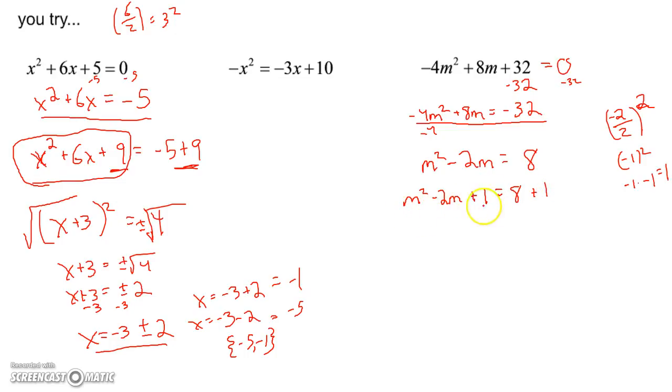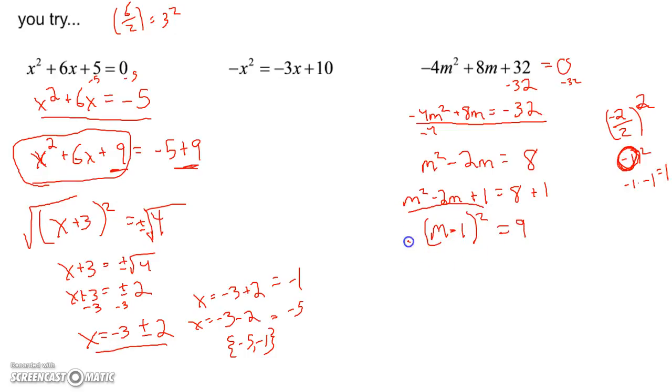This is now a perfect square trinomial. This is the same thing as m minus 1 squared. Remember, you're taking 1/2 of the b term. That is what's squared to get you this trinomial, and it is equal to 8 plus 1, which is 9.